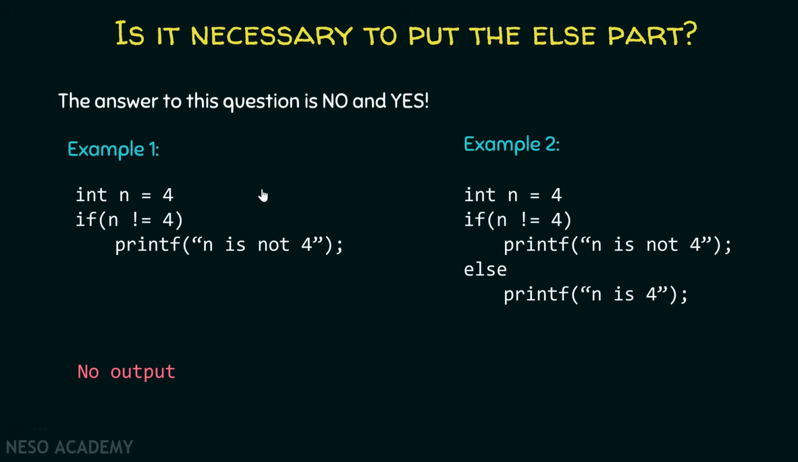This example is equivalent to example 1, but we have an else part as well. Here we are trying to print n is 4. So the output is n is 4 because the condition itself is not satisfied. Therefore the else part will get executed and it will print the statement n is 4, right? As you can clearly see, it is not necessary to put else part if we didn't find the need to inform the user that n is 4. If we find the need to inform the user that n is 4, then we have to put the else part here, right?